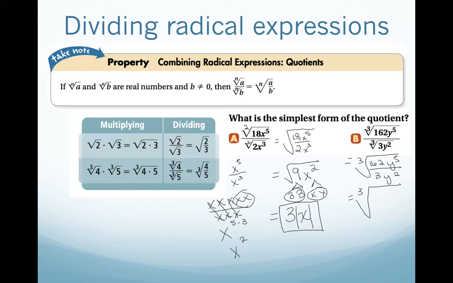3 goes into 16 5 times with 1 left over, and 3 goes into 12 4 times. Y to the 5th divided by y squared is y cubed. 54 is 9 times 6, which is 3 times 3 times 3 times 2. And then y cubed is y times y times y. So we get 3y times the cube root of 2.